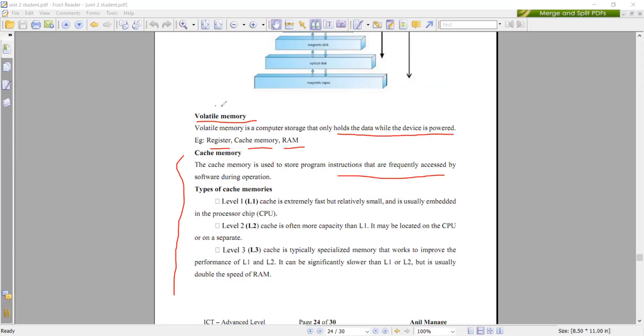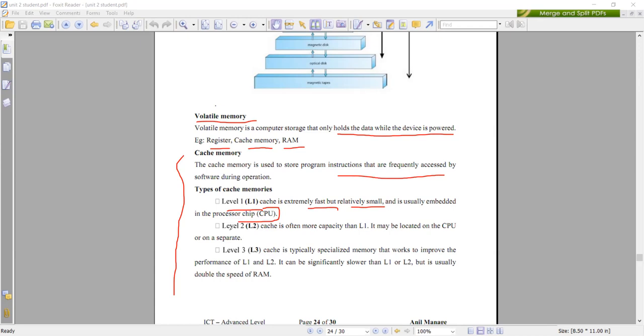So what are the types of cache memory? Level 1 cache memory is there. Cache is extremely fast. If you have highlighted, please highlight this part. This is extremely fast but relatively small, that means the capacity is small, and it is embedded with the processor. Since it is inside the processor, most of the time we can't see it. Right?